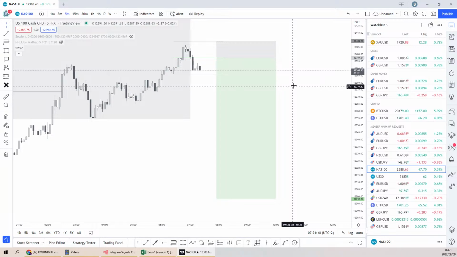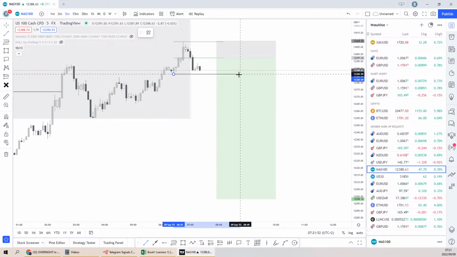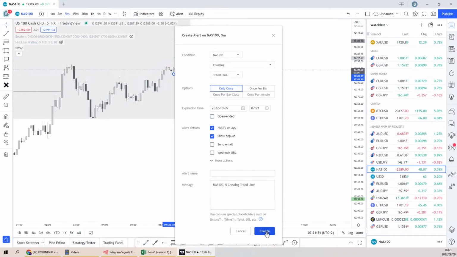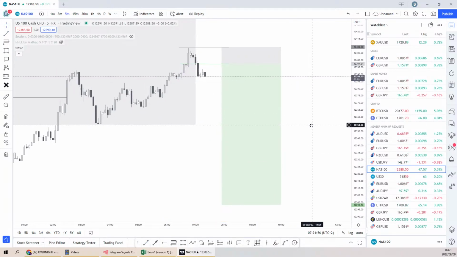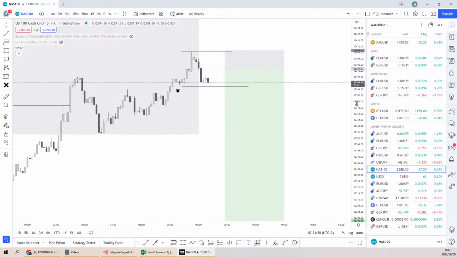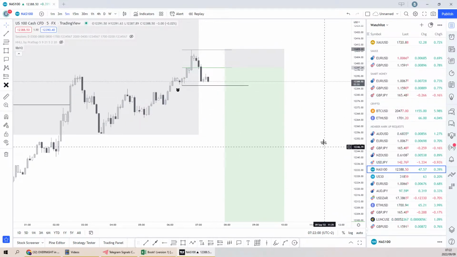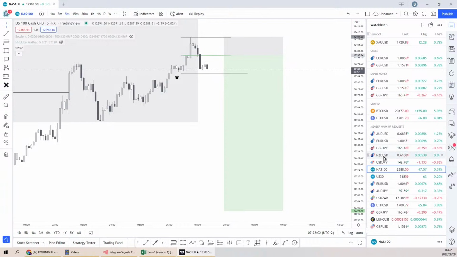Yeah, that's the thing. We haven't tested Nasdaq, so it's difficult for us to say. Yeah. We haven't got the data on it. Set an alert on the low, and let's see what happens. UJ.